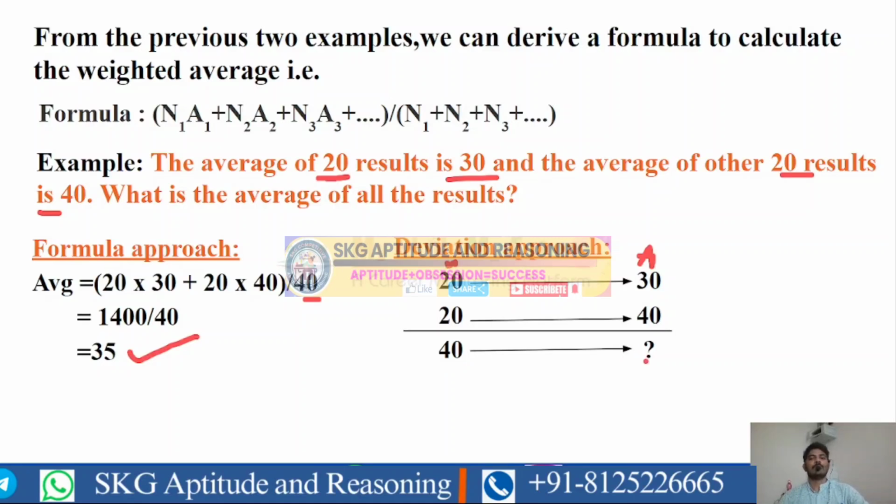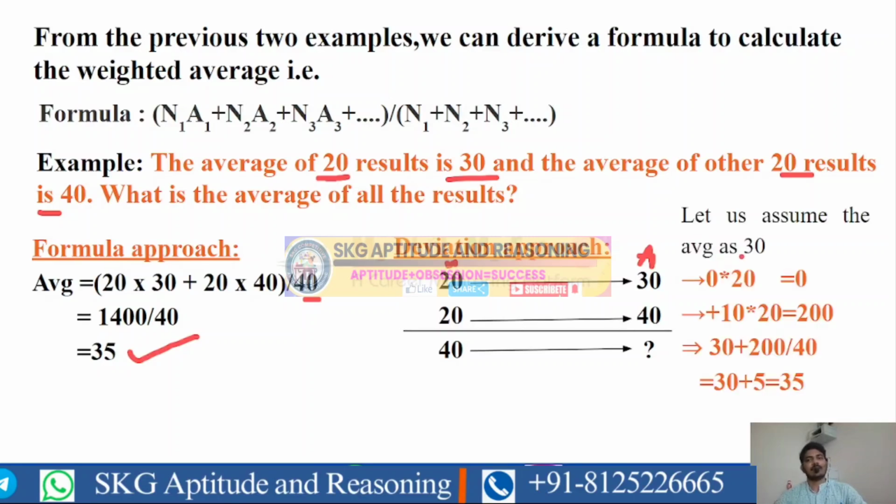In order to solve this by using the deviation concept, as I told you, among the given numbers you try to assume one number as your average, and then compare how much the others are deviated from the assumed average. Similarly, here we assume either 30 or 40 as my average. Let us assume my average is 30. If I compare this 30 with 30, there is a deviation of 0 for 20 observations, so 0 into 20 gives a deviation of 0.